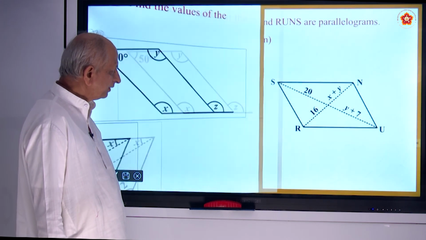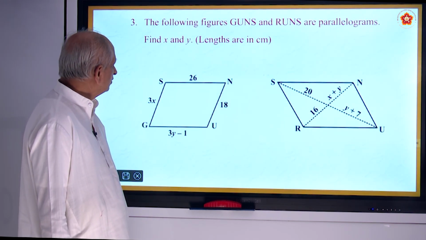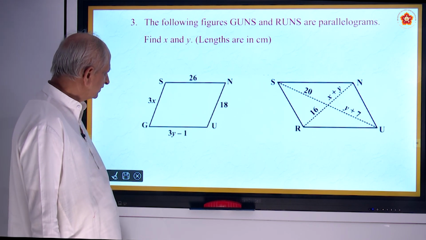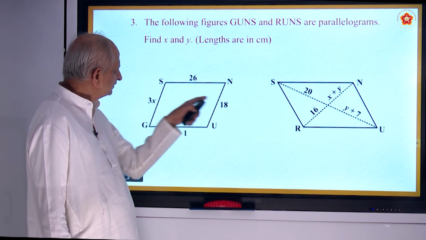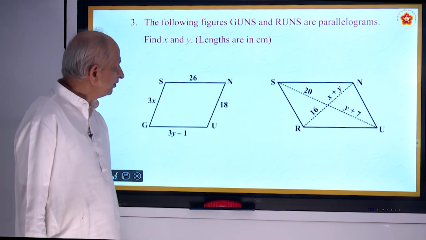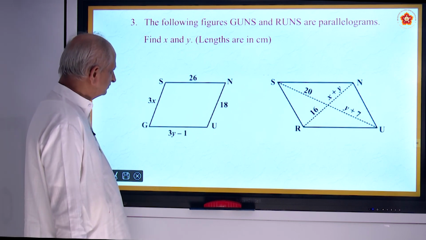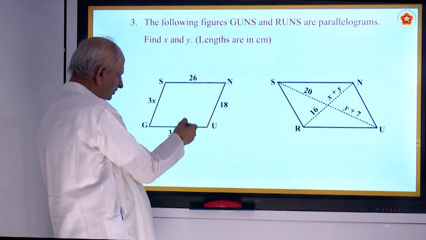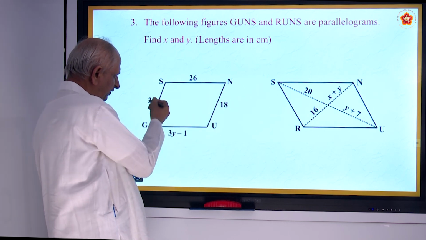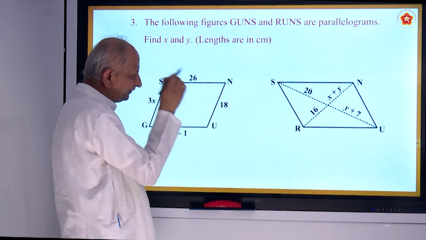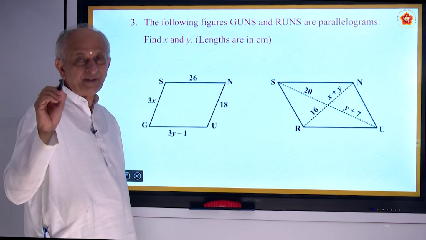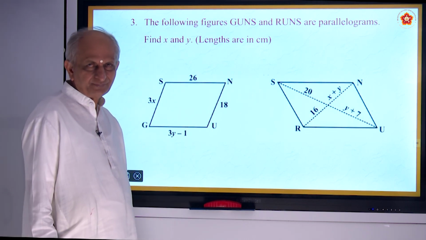Okay. And one more question. In the figures, GUNS and RUNS are parallelograms. This is GUNS. This is RUNS. Find the value of x and y. Here the values are given. 26 here, 3y minus 1, 18 and 3x. Find the values of x and y. Here also x and y you must tell by using the property of parallelograms.